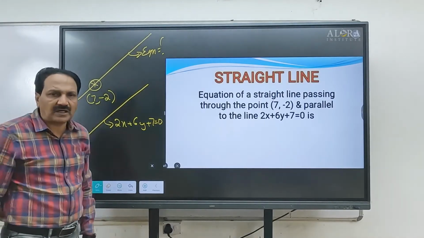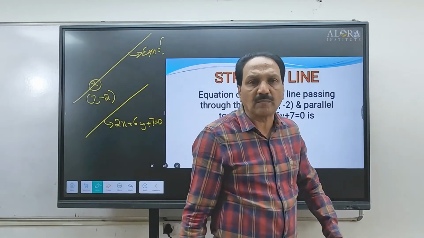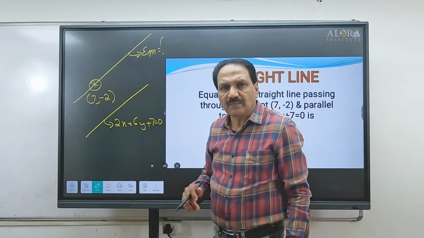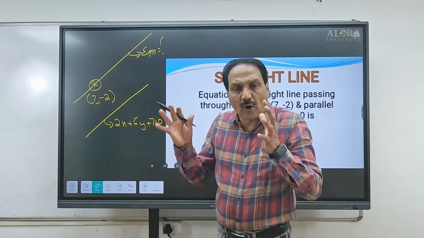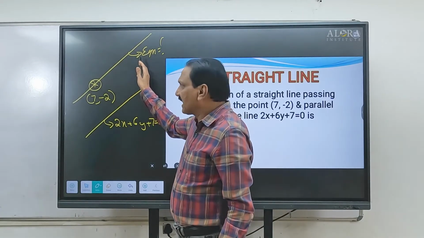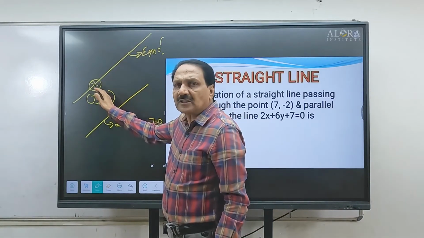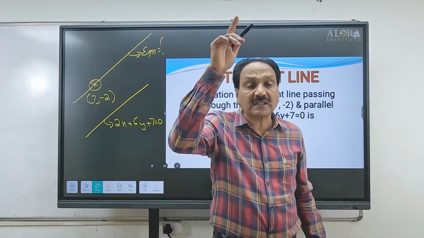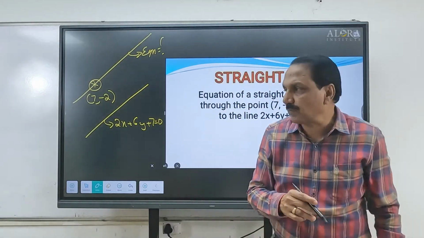A 5-mark example at diploma level. How will you do this problem? If you want to do this problem, you have to make use of all the theoretical ideas. We want the equation of this straight line. How is the straight line? It is passing through a single fixed point. You have to make use of the special form, that is the one-point form.